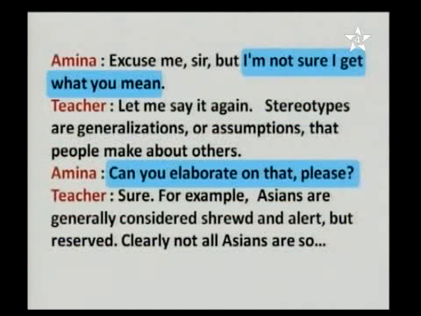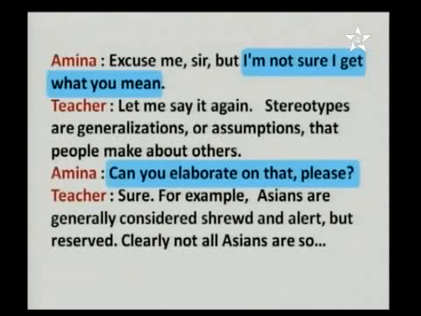Excuse me, sir, but I'm not sure I get what you mean. Teacher, let me say it again. Stereotypes are generalizations or assumptions that people make about others. Amina, can you elaborate on that, please? Sure. For example, Asians are generally considered shrewd and alert, but reserved. Clearly, not all Asians are so.